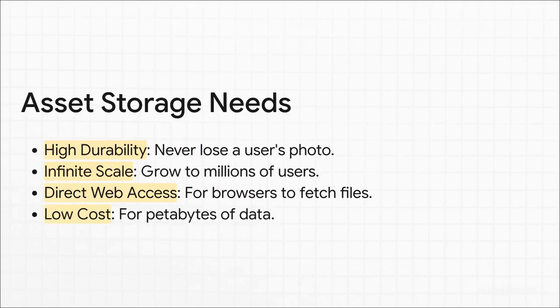Number one, high durability. We can never ever lose someone's photo. That's a deal breaker. Number two, infinite scale. We're dreaming big, right? We want millions of users, so our storage can't just run out of space. Then we need direct web access, so a browser can just grab these files without any fuss. And last but not least, it's gotta be low cost, because we're gonna be storing tons of this data. Terabytes, maybe even petabytes down the line.